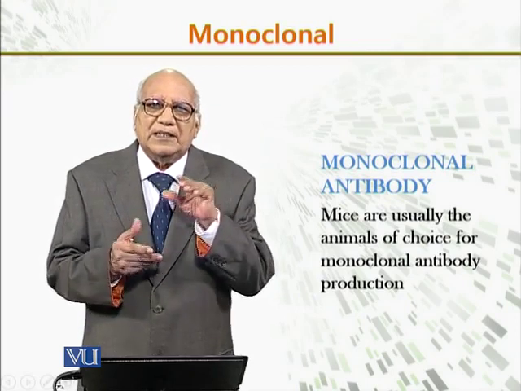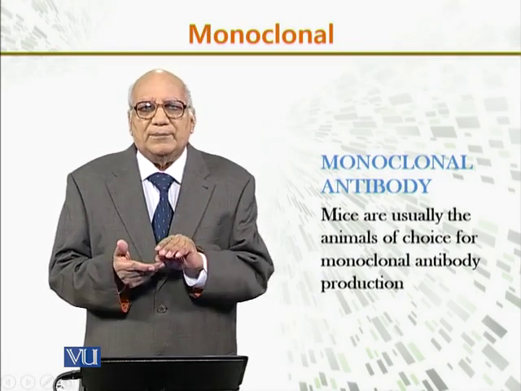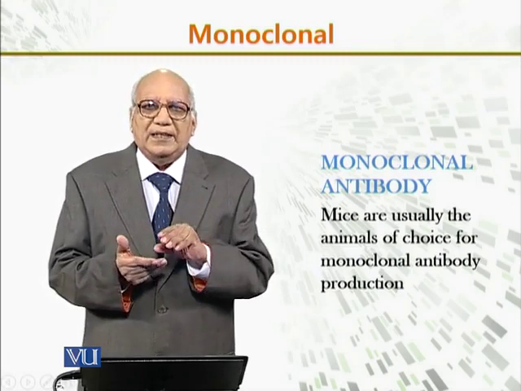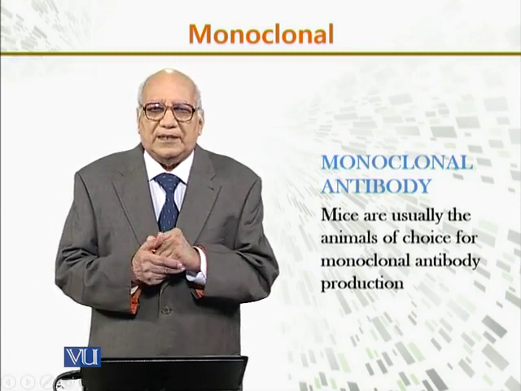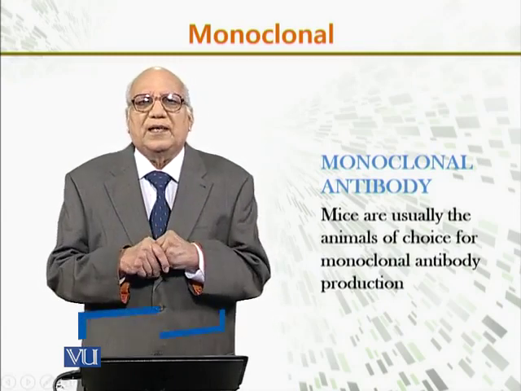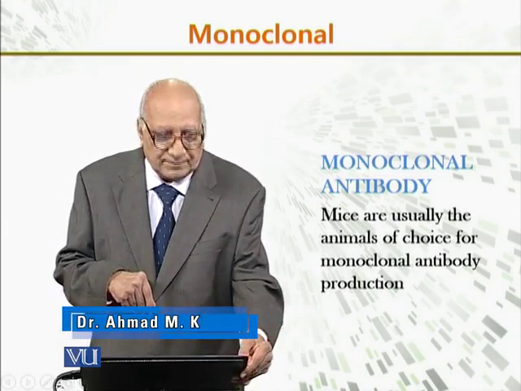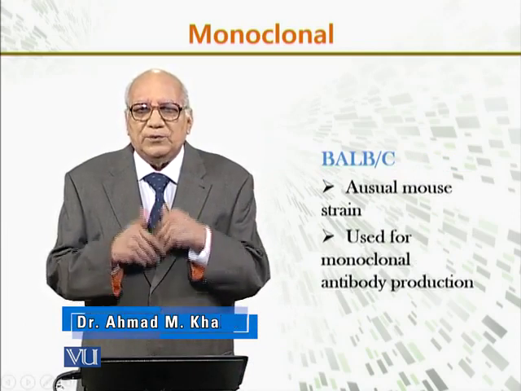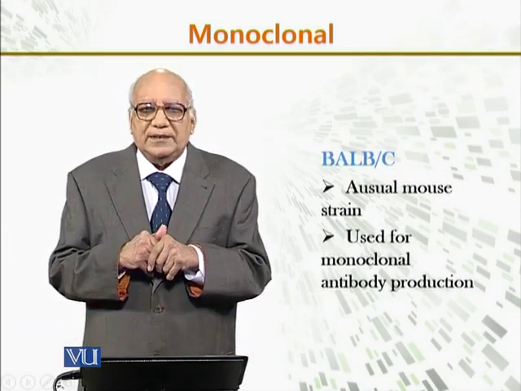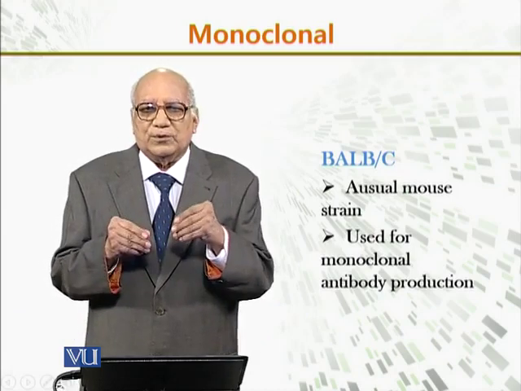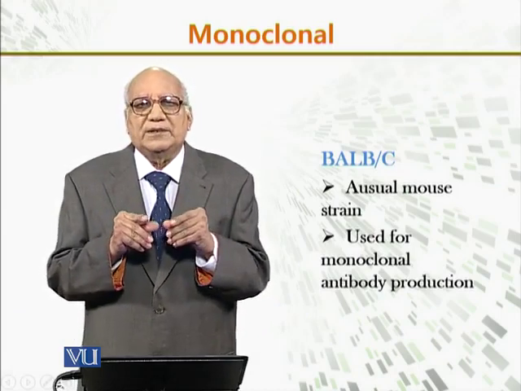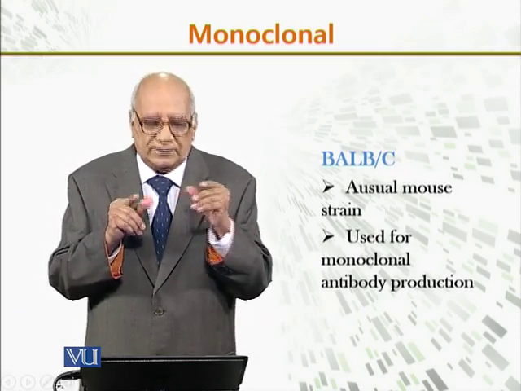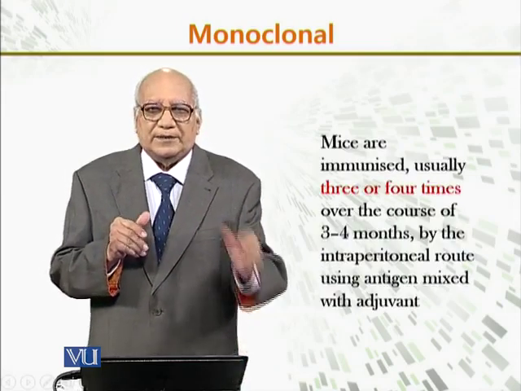Here the mice are usually the animal of choice for monoclonal antibody production. The mice, because they are of small size, are economical to grow, economical to feed, and economical to keep under known or defined conditions. BALB/c is an inbred mouse strain that is specially used for the production of monoclonal antibodies.